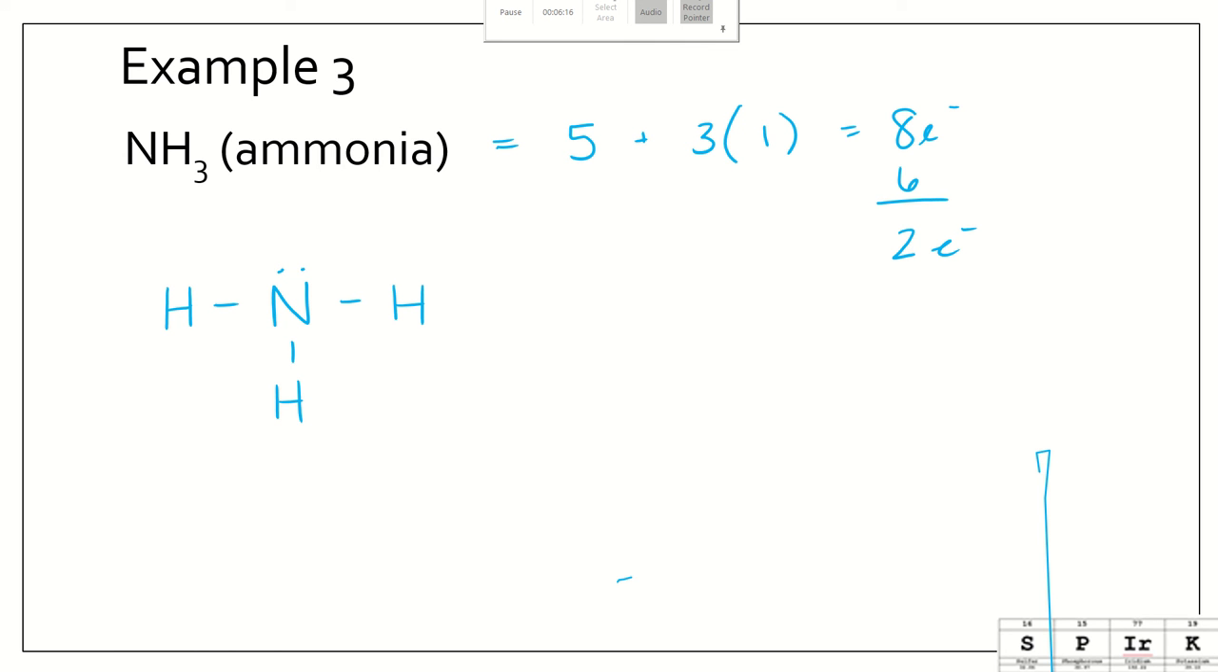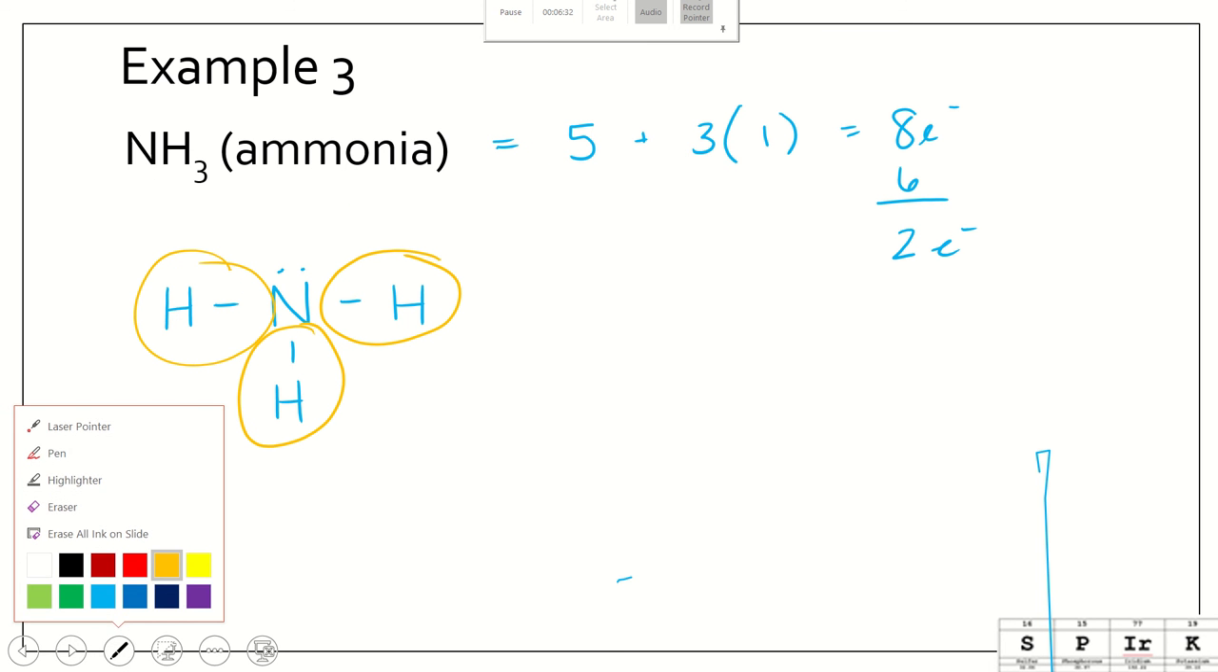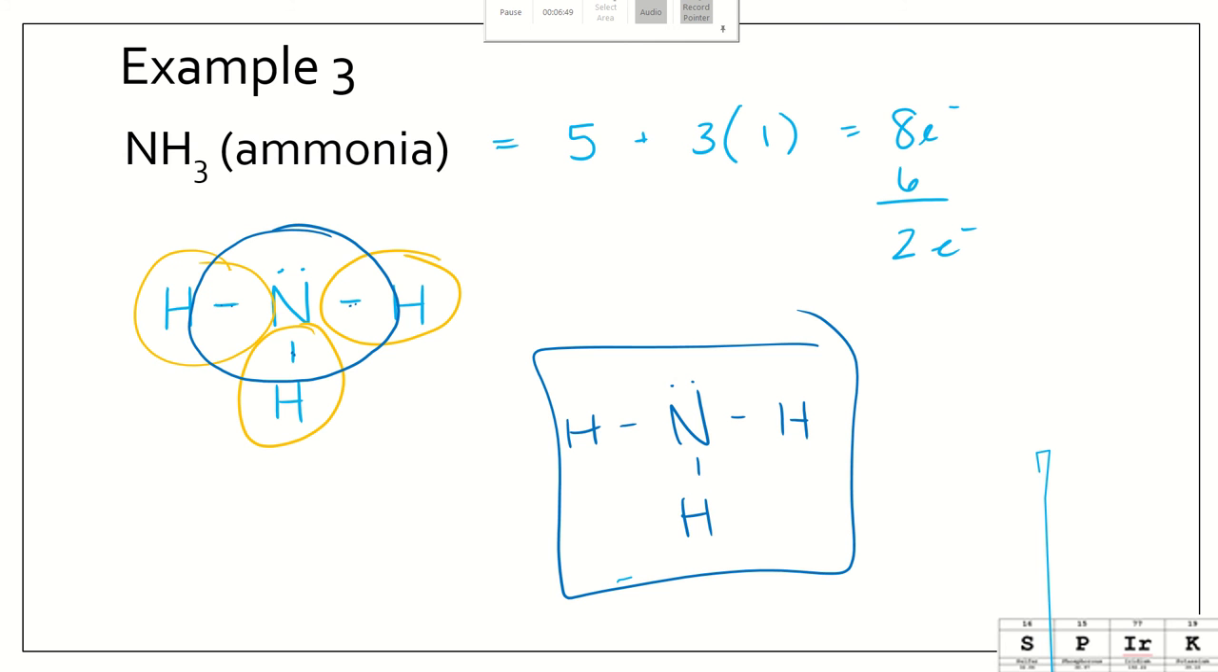1, 2. Let's go ahead, count up, and make sure our octet rule is satisfied. This hydrogen has 1, 2. This hydrogen has 1, 2. That hydrogen has 1, 2. All of our hydrogens are happy. Let's check our octet for nitrogen. Circle all the electrons around it. 1, 2, 3, 4, 5, 6, 7, 8. He is happy. So again, I drew it with all those bubbles around it. That's just for you guys to see the counting, but this is what my answer should look like.